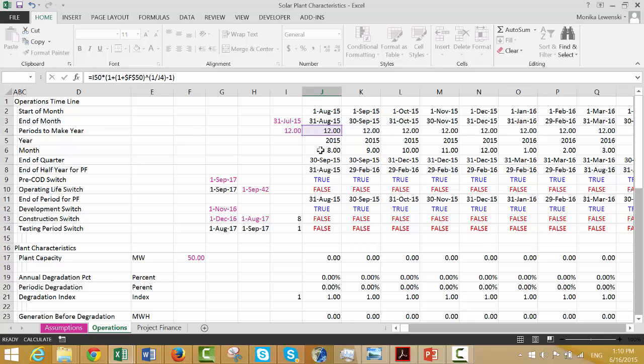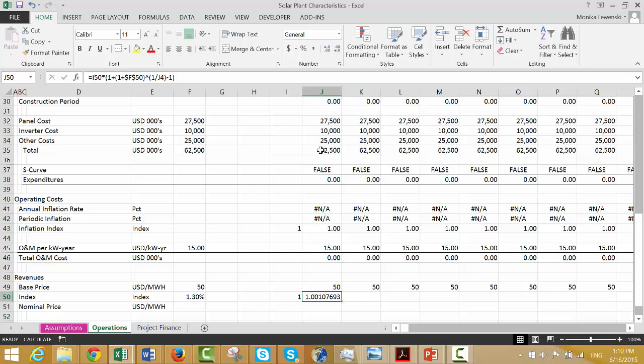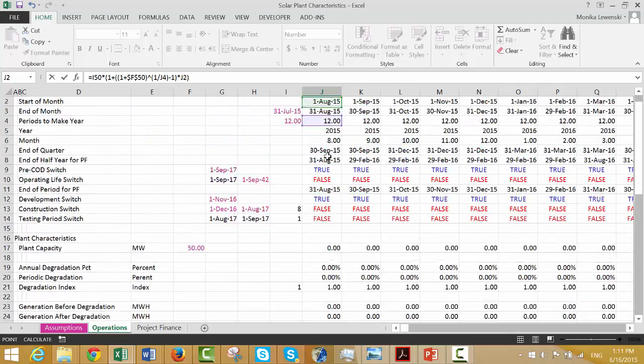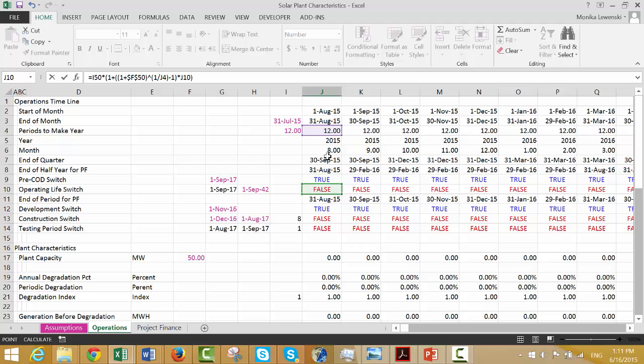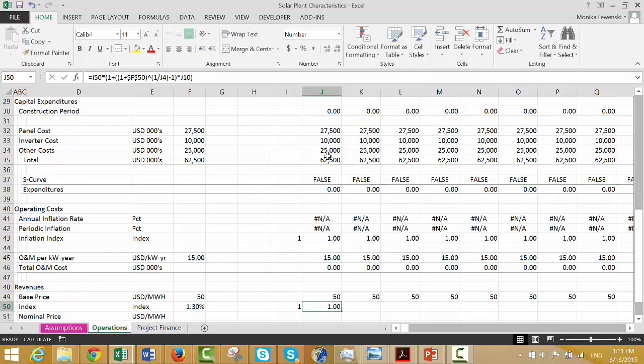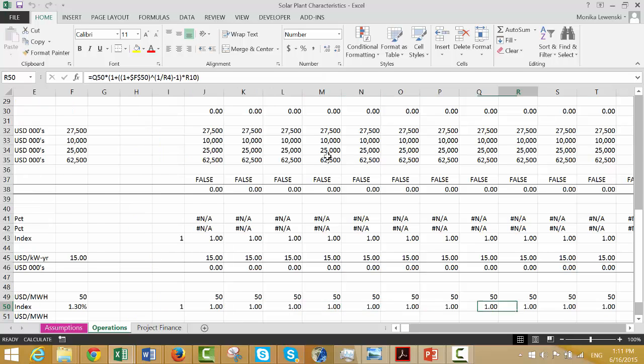I think I probably have to put this. Okay, Shift Control 1. But we don't want to do this whole multiplication business unless we're in the operating period. So that's when we're going to begin our indexing. And where's the operating life switch? And then we press Shift Control R, so we have nothing.